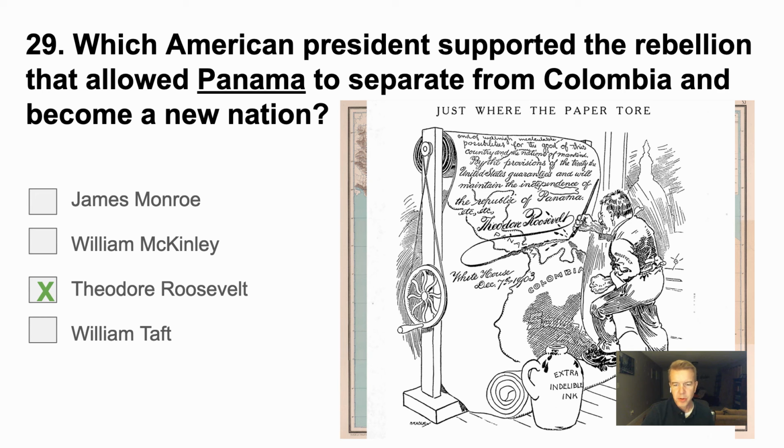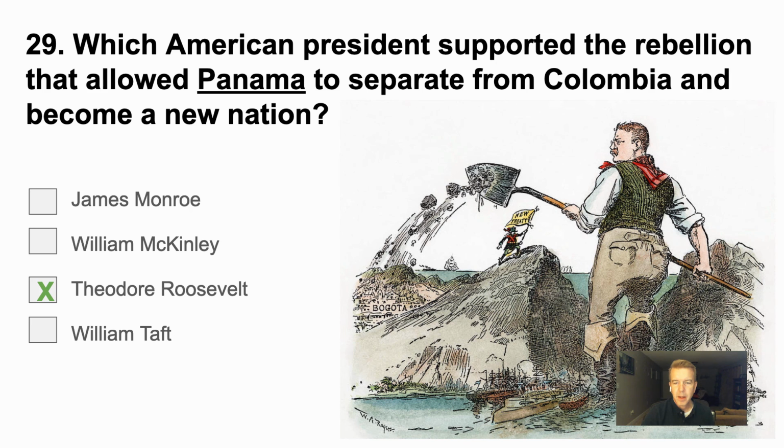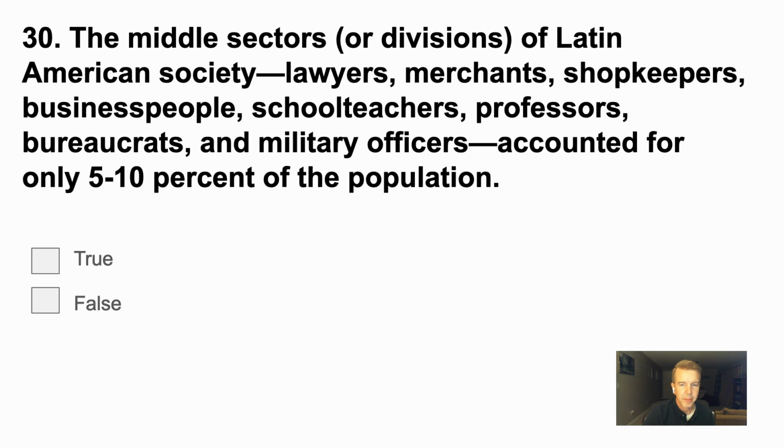And another political cartoon, extra indelible ink, and where do we draw the canal at? Just where the paper tore when he's signing his name. And here he is during this new treaty to make sure they get their independence, which is signified here by their flag. Notice the ships when they come through the canal that he's digging. And where's he throwing the dirt? On Bogota, which would be the capital of Colombia.